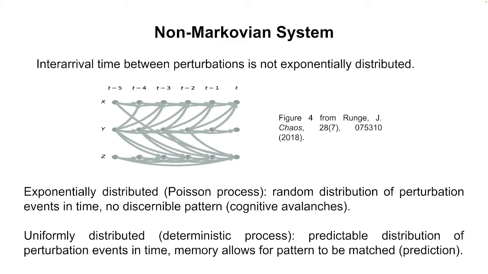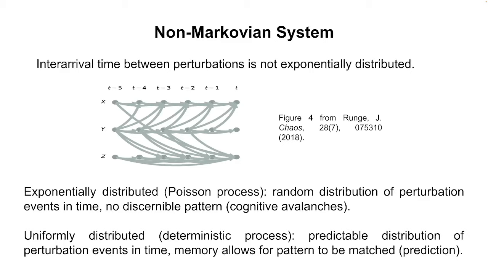The second is a non-Markovian system. This is where the inter-arrival time between perturbations is not exponentially distributed. This example here is from a paper in Chaos. So you have your time intervals where there's no exponential distribution. The distribution between events is normally distributed.